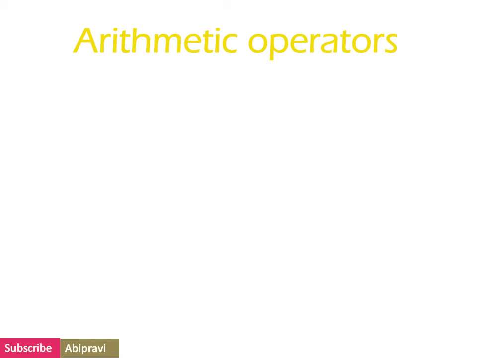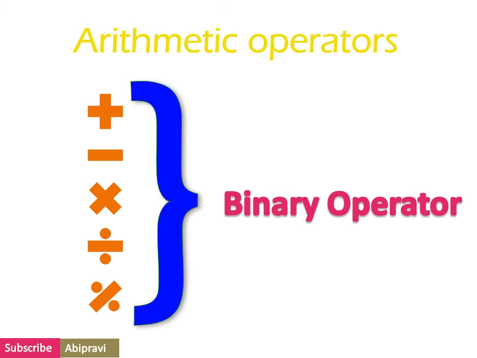Arithmetic operator. Arithmetic operators perform simple arithmetic operations like addition, subtraction, multiplication, division, etc. Some of the arithmetic operators are plus, minus, multiply, division, and modulus. These operators are under binary operators.